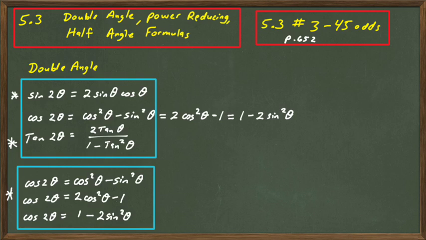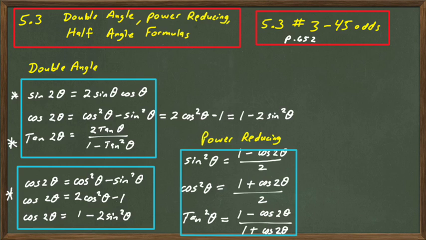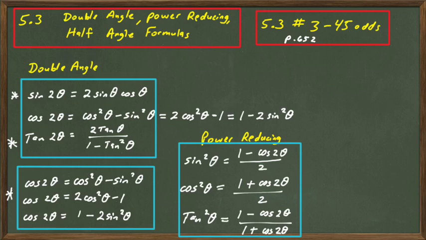We also have what are called power reducing formulas. Okay, these are your power reducing formulas. Sine squared of theta could equal 1 minus cosine 2 theta, the whole thing divided by 2. Cosine squared is almost the same, but it's 1 plus cosine 2 theta, the whole thing over 2.